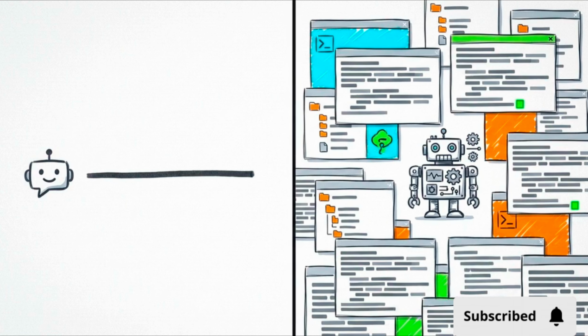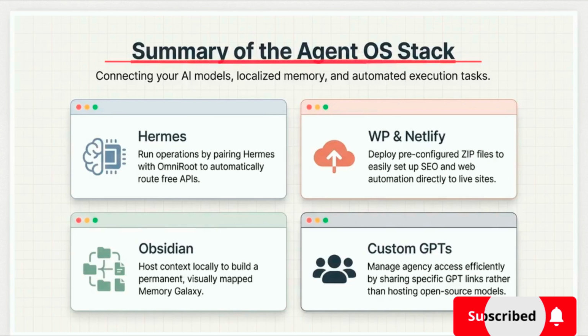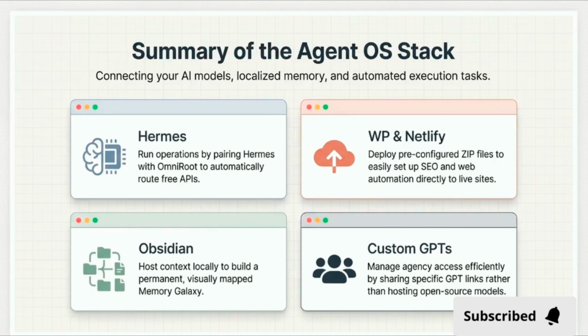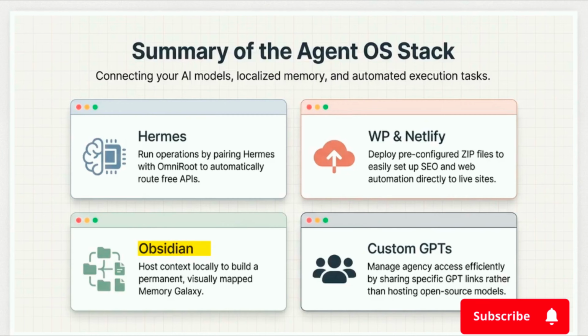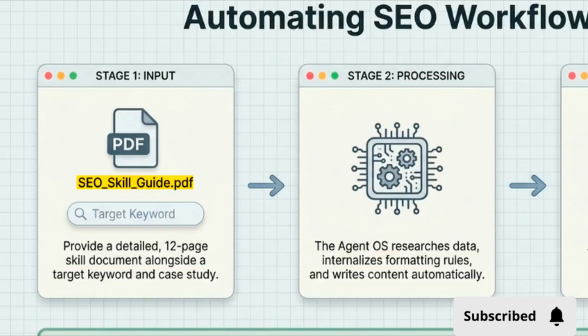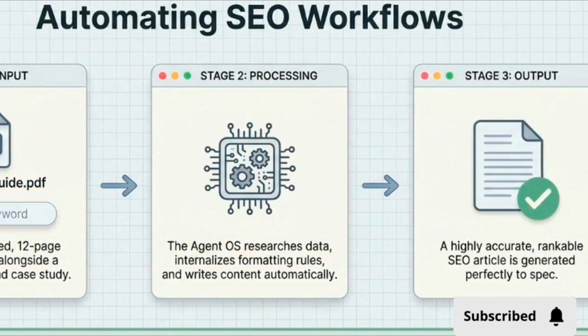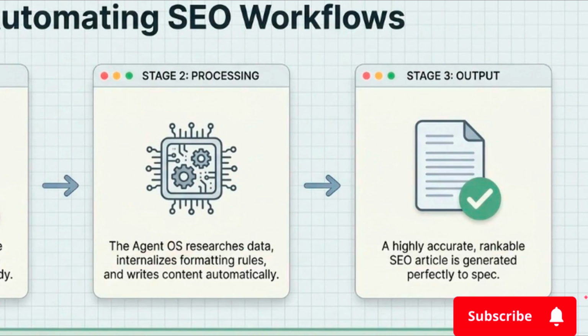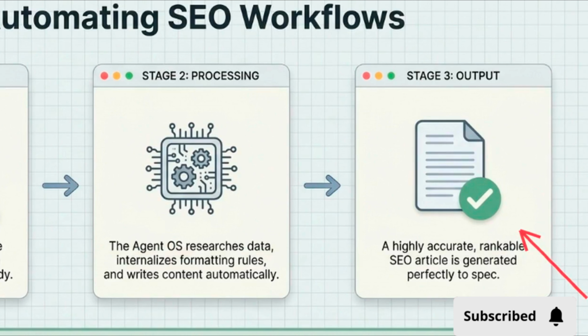This holistic stack represents your finalized setup. Hermes drives the logic, Omniroot routes the free requests, Obsidian hosts the memory, and prepackaged zip files dictate the specific tasks. When you supply a rigid PDF document detailing your formatting rules alongside a target keyword, the Agent OS researches the data and writes a highly accurate, rankable SEO article entirely to spec.